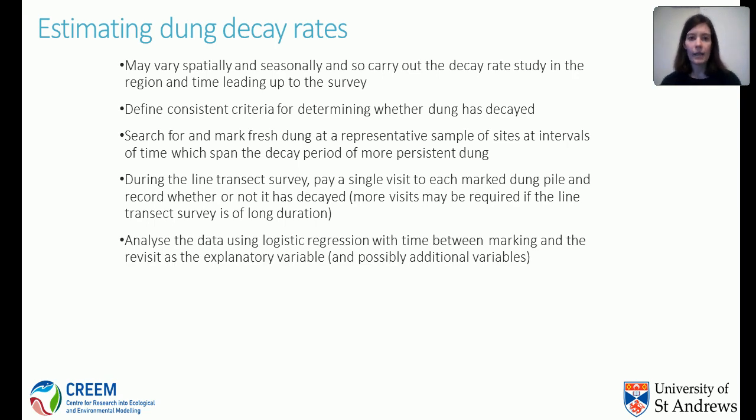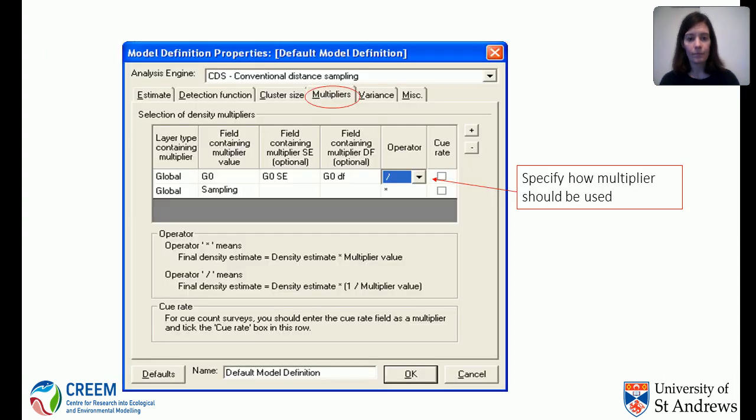And then you can analyse those data using a logistic regression analysis with time between marking and the revisit as the explanatory variable, and you could also incorporate additional variables into your analysis as required. And so you could apply a similar idea to thinking about estimating nest decay rates.